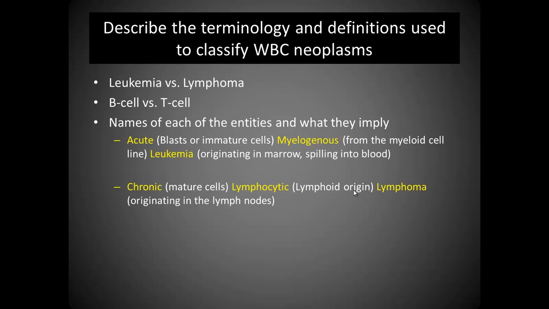The first objective is to describe the terminology and definitions used to classify these white cell neoplasms. And really what you've got to do is break it down into two different groups in your heads. You're going to have the leukemias and the lymphomas, and we're talking about the lymphomas here. Inside those two categories, you're going to have B and T cell. Now there's other things that can come into play, but in general, just remember B and T cell at this point. So you can have B and T cell lymphomas and B and T cell leukemias.